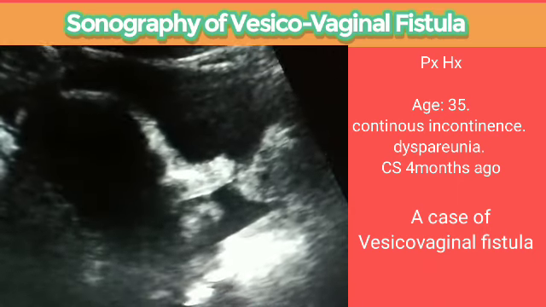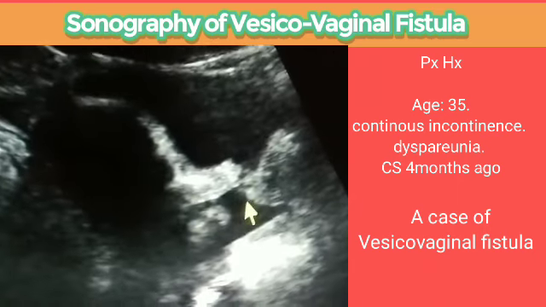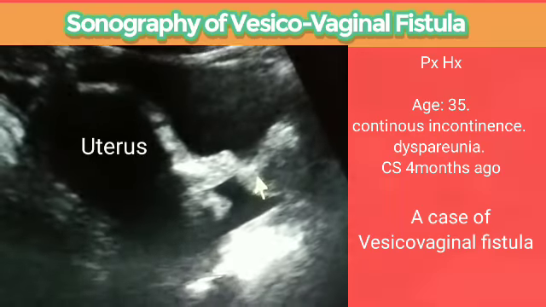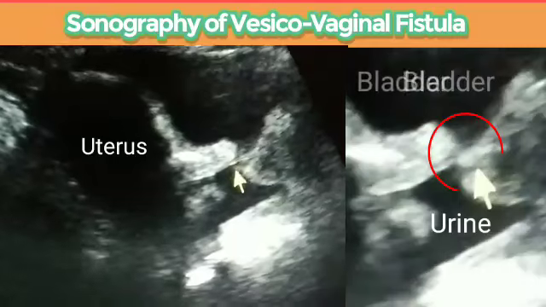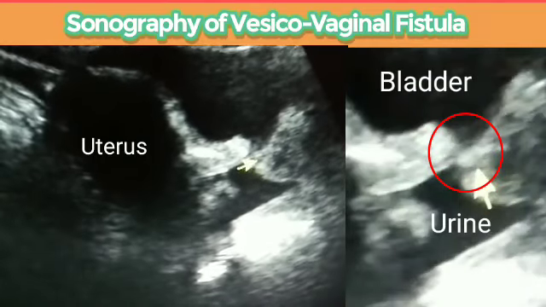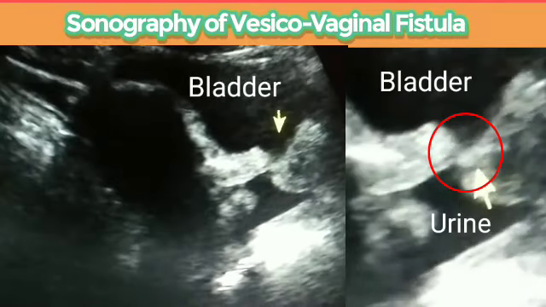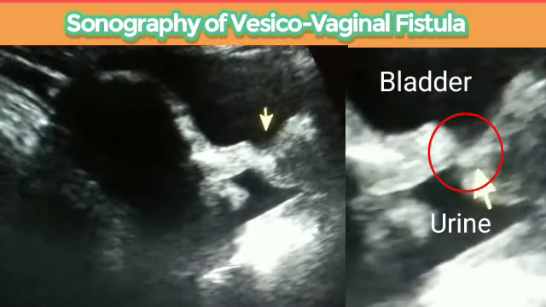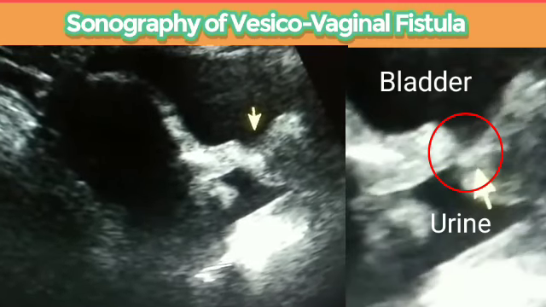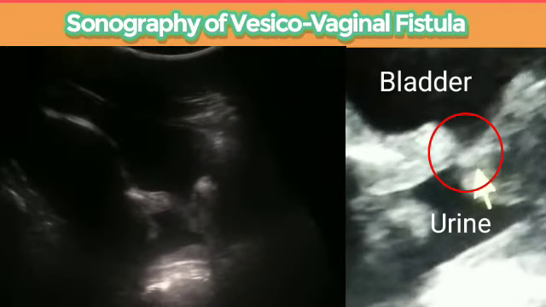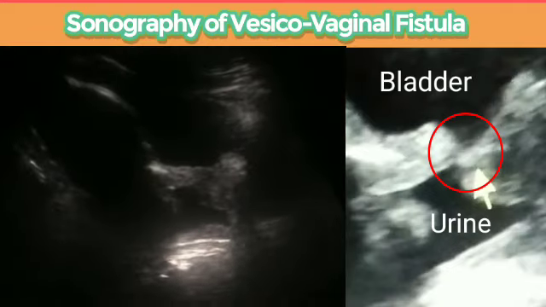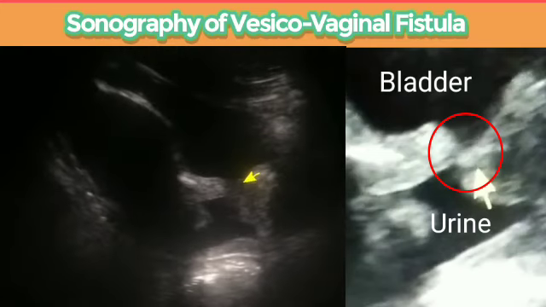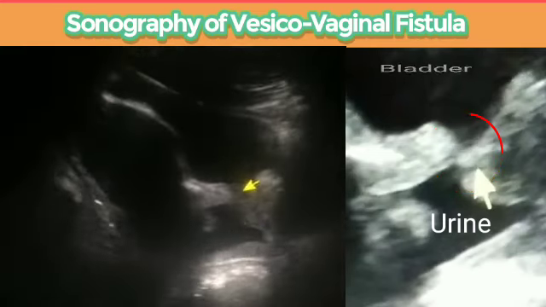This is a video of the case of the woman I attended to with vesicovaginal fistula. You can see the arrow pointing at the fistula between the urinary bladder and the wall of the vagina. You can see the hypoechoic clear fluid collection in the vagina representing the urine. This is a typical case of vesicovaginal fistula.